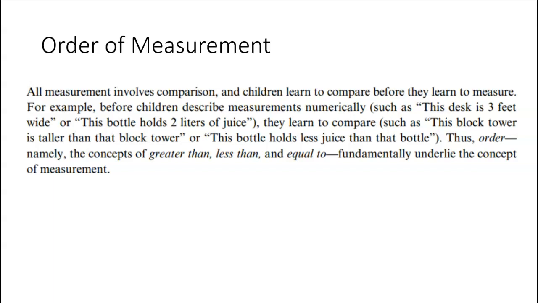So now the order of measurement. All measurement involves comparison, and children learn to compare before they learn to measure. For example, children describe measurements numerically: this desk is 3 feet wide, or this bottle holds 2 liters of juice. Then they learn to compare: this block tower is taller than that one, or this bottle holds less than that. So order, or the concepts of greater than, less than, or equal to, underlie the concept of measurement.